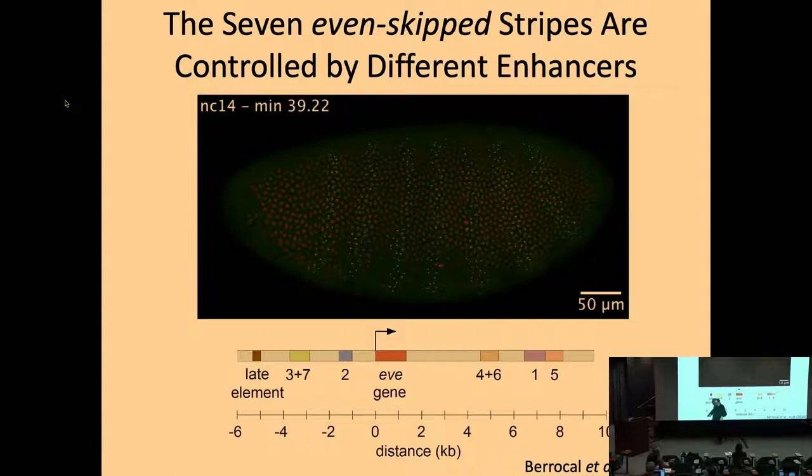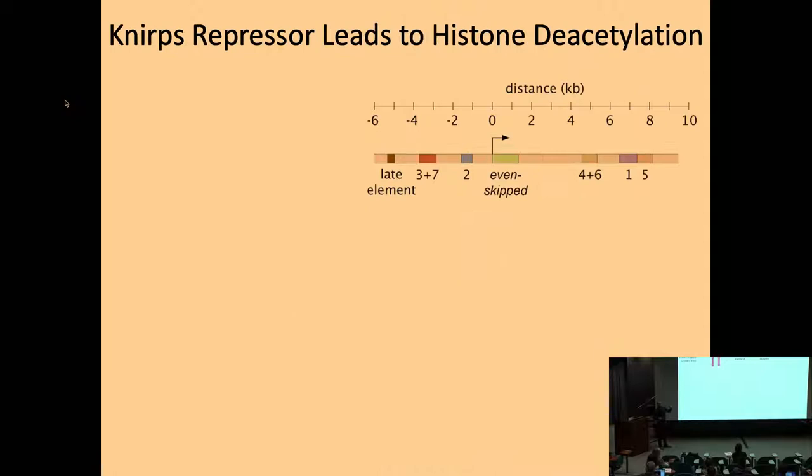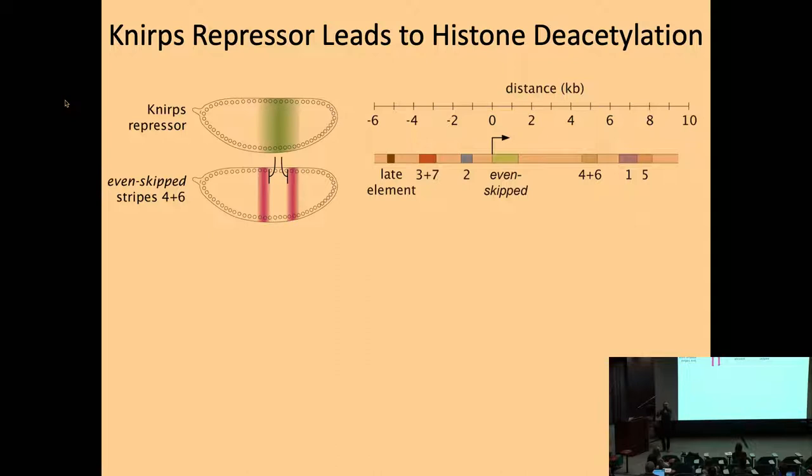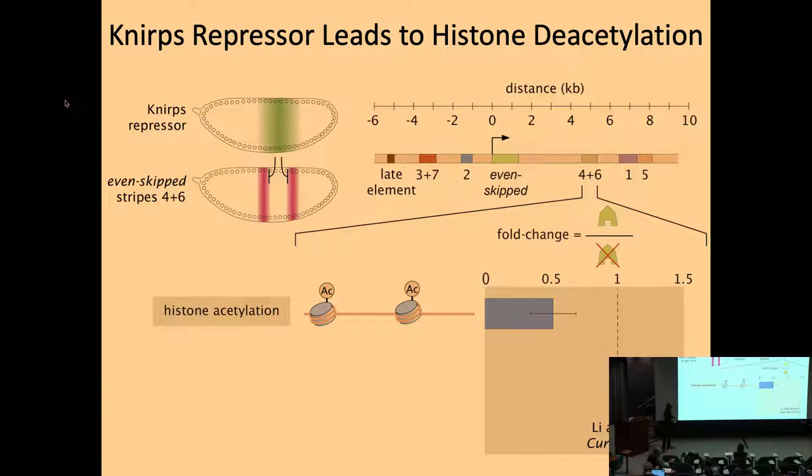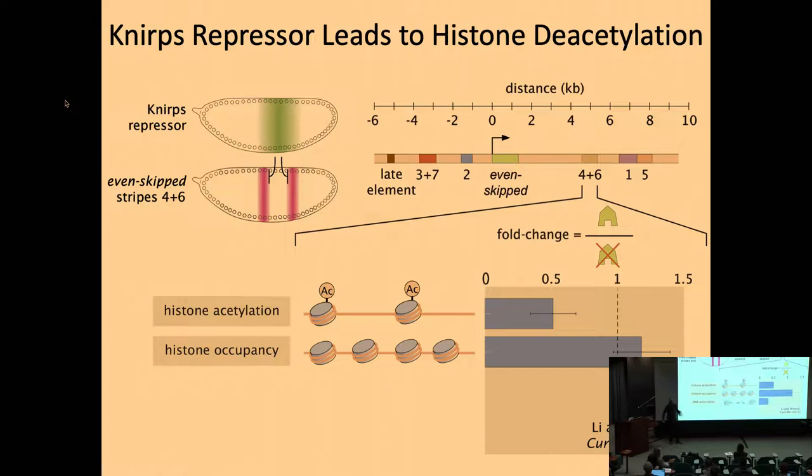And the reason for doing that is that, one, there's a very simple regulatory logic. There's a repressor called Knirps that comes in the middle of these two stripes, 4 and 6, and determines the inner boundaries of these two stripes. The other reason is that Dave Arnosti, back in the day, did this amazing experiment where he measured the change in chromatin state when you had the repressor versus when you didn't have the repressor. And what you see is that when you have Knirps repressor, histone acetylation goes down, occupancy of histones goes up, accessibility goes down, and binding of activators goes down.